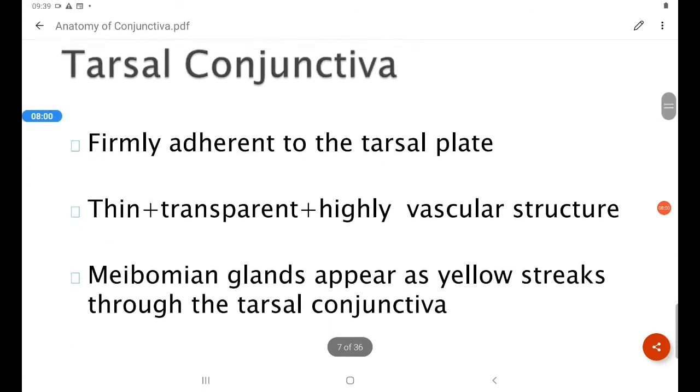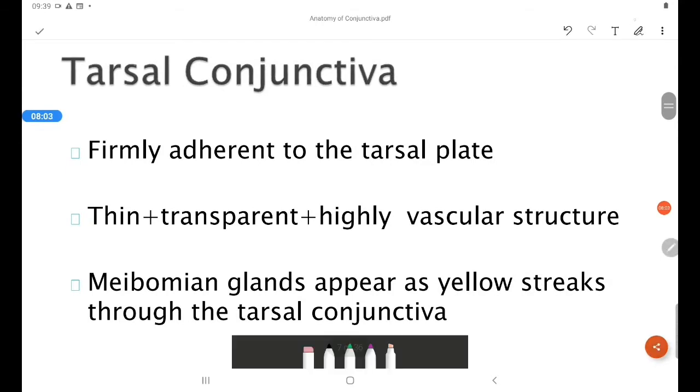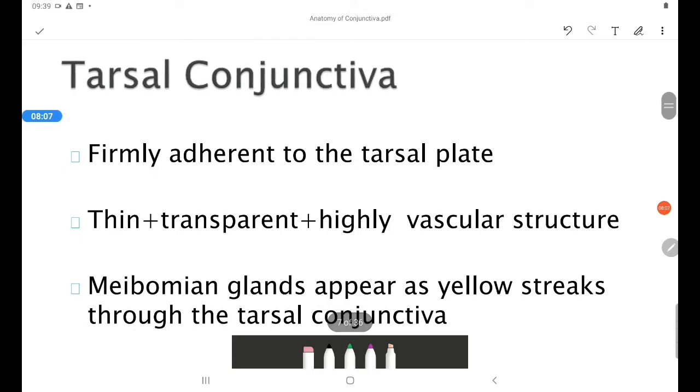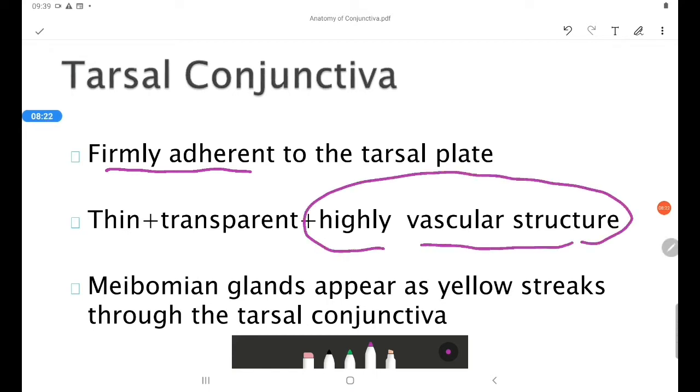Now next is about the tarsal conjunctiva. Tarsal conjunctiva, you should know that it is firmly adherent to the tarsal plate. You cannot separate it. Separating it even during surgery is a bit difficult. And the speciality of this area is that it is highly vascular. And when you look through this part of the tarsal conjunctiva, it appears that the meibomian glands can be seen as yellow streaks through this tarsal conjunctiva.